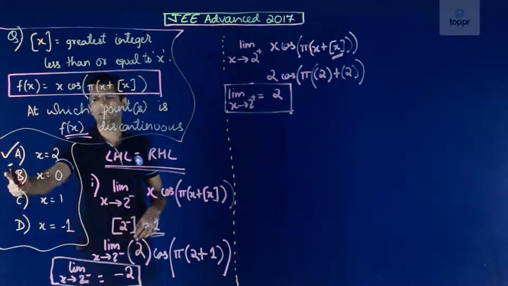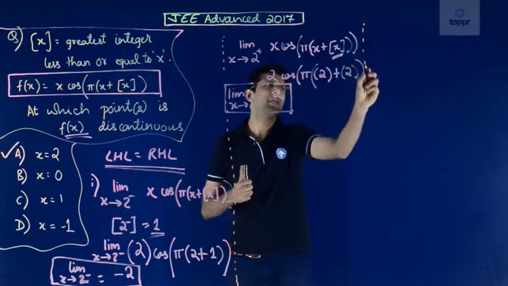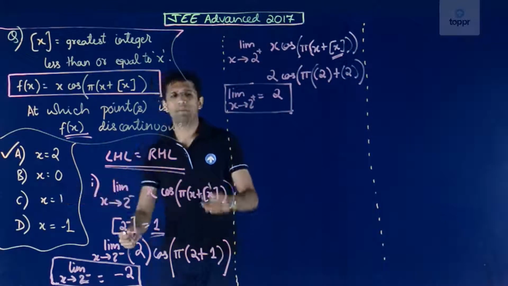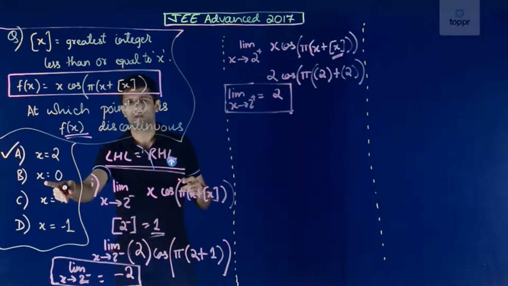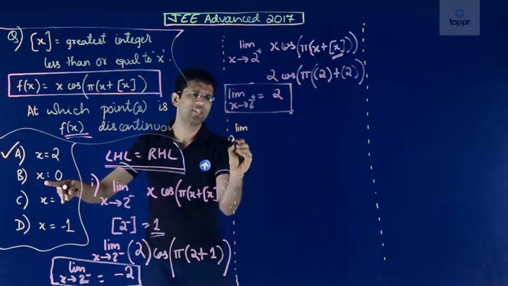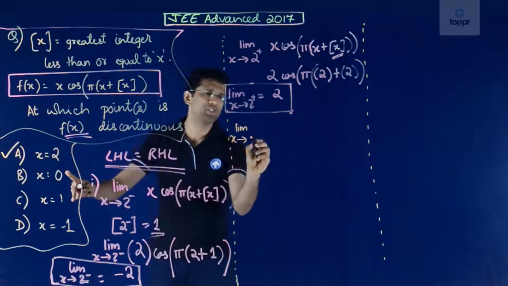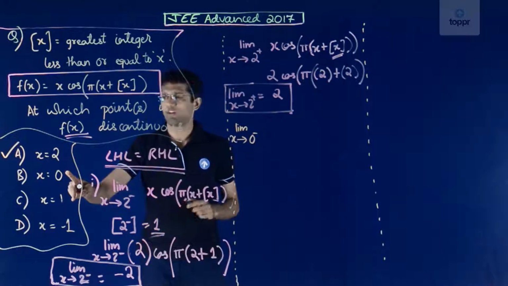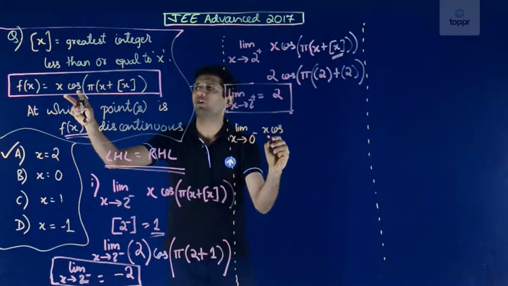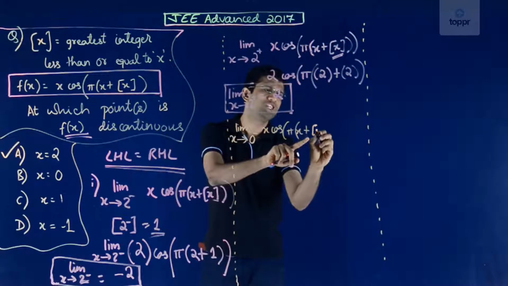Let us get started with the next point, that is x equal to 0. So we are now looking at the point x equal to 0, and we will repeat this entire exercise for this point. Note that we are again dealing with the same limit, but this time x will tend to 0, and so the left-handed limit will mean that x is tending to 0 from the negative side. The function will be unchanged, which is x into cosine of pi into x plus GIF of x.